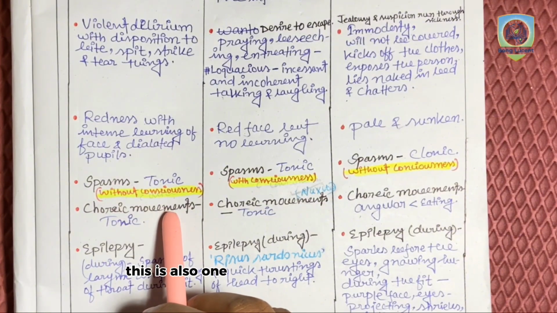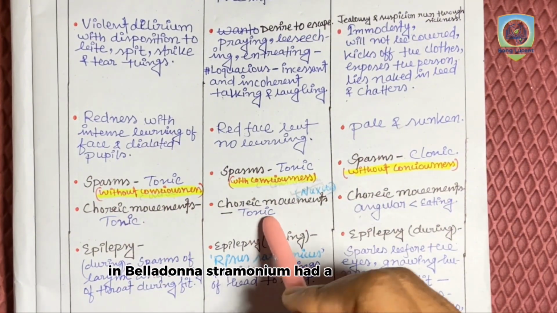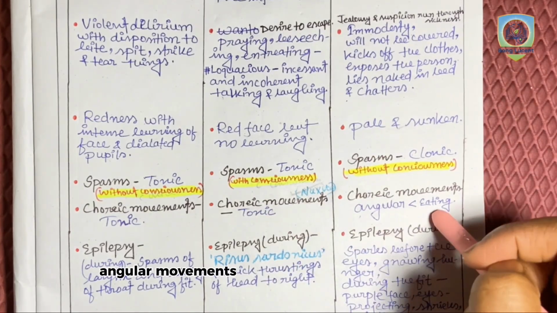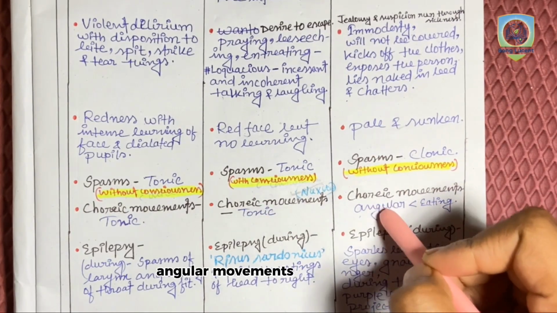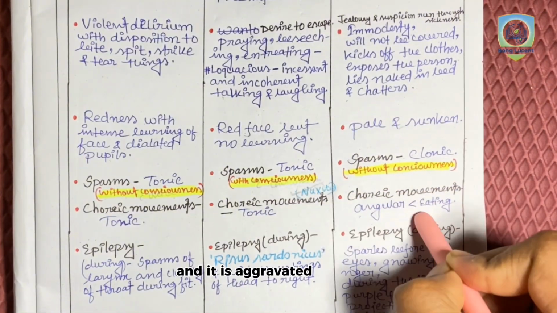So next is choreic movements. This is also one type of muscular movement, where you can see tonic movement in belladonna. Stramonium also has tonic movement. In hyoscyamus, there are angular movements that are aggravated by eating. Angular movements means all the muscle spasms and body organ movements are angular, and it is aggravated by eating.